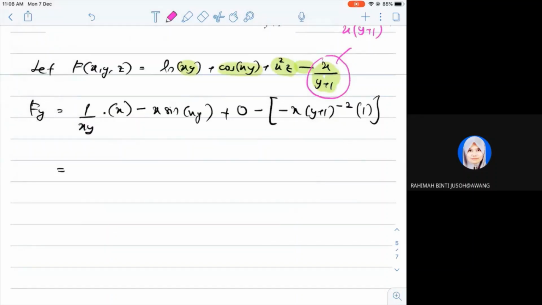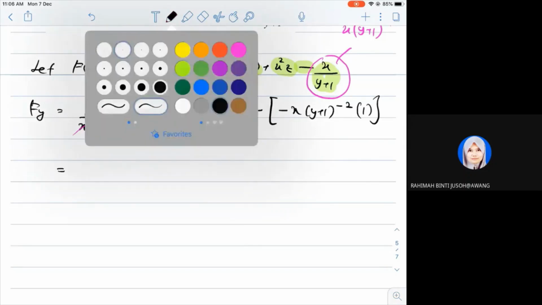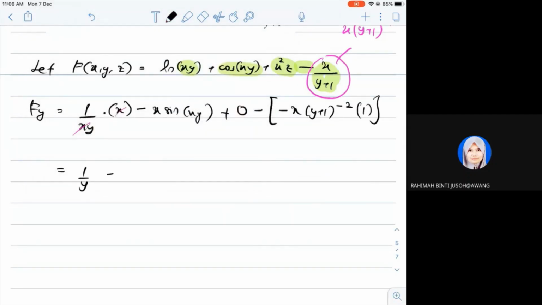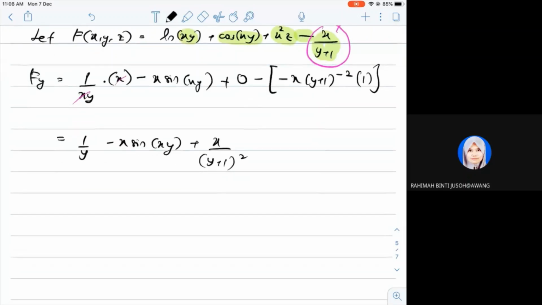This can be cancelled, x and x. Of course, we will get 1 over y minus x sine xy. And then minus minus becomes plus x over (y plus 1) squared, like this. Right? Ni saya buat turun ke bawah. Faham kan? Understand this? Negative 2 ni saya buat turun jadi positif lah. Understand this step, guys? Yes.